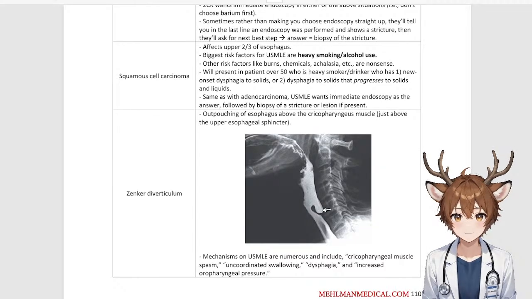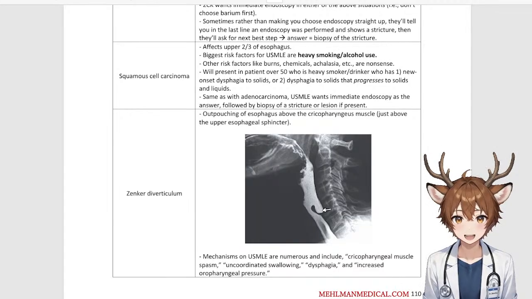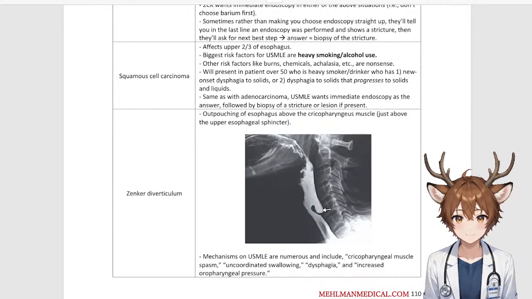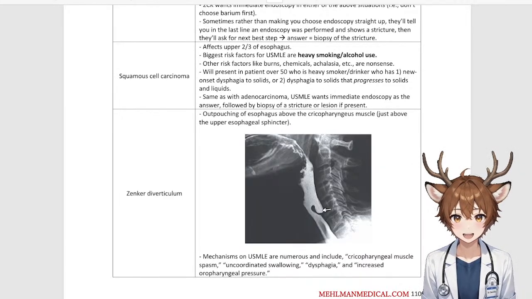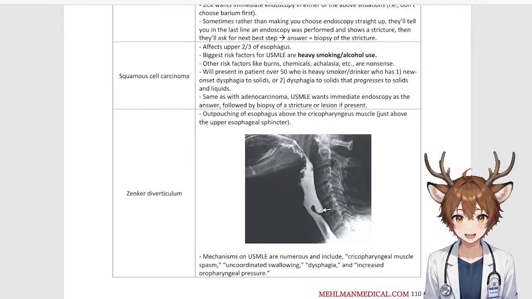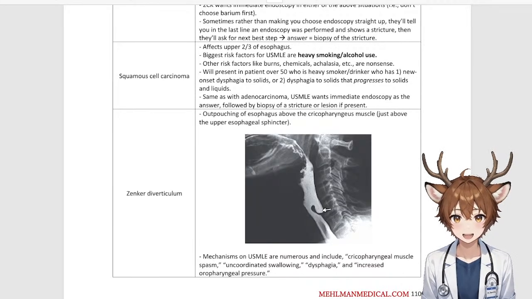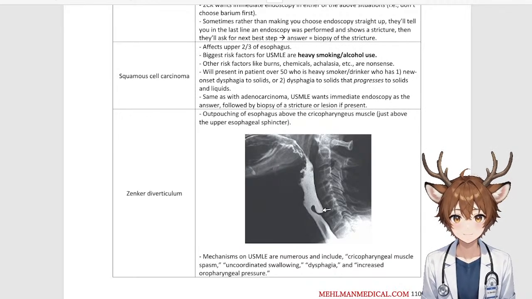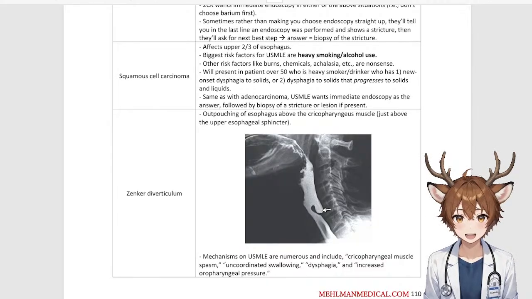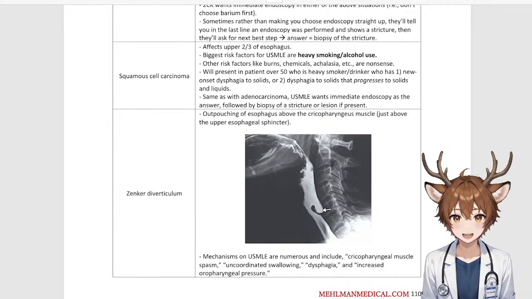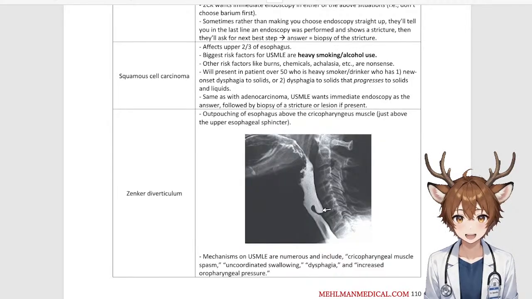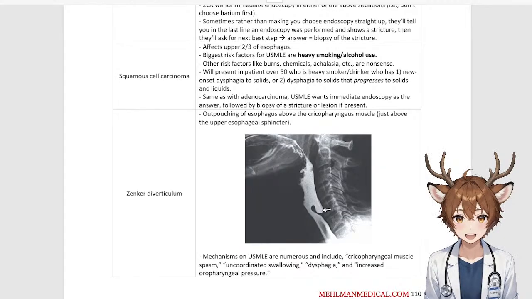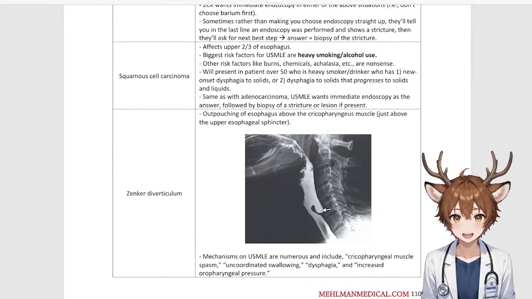Did I just read that? Yeah, I did, but this is the same thing they said before. Same as with adenocarcinoma, USMLE wants immediate endoscopy as the answer, followed by a biopsy of stricture or lesion if present. Okay, so it's the same thing. Not exactly the same mechanism, because this is about alcohol use and smoking, but otherwise they notice dysphagia, and it's like adenocarcinoma, a cancer in the esophagus, in this case the upper 2/3. The first thing you gotta do is endoscopy. And after endoscopy, if it's a stricture, you gotta do a biopsy. That's your 1 and 2.